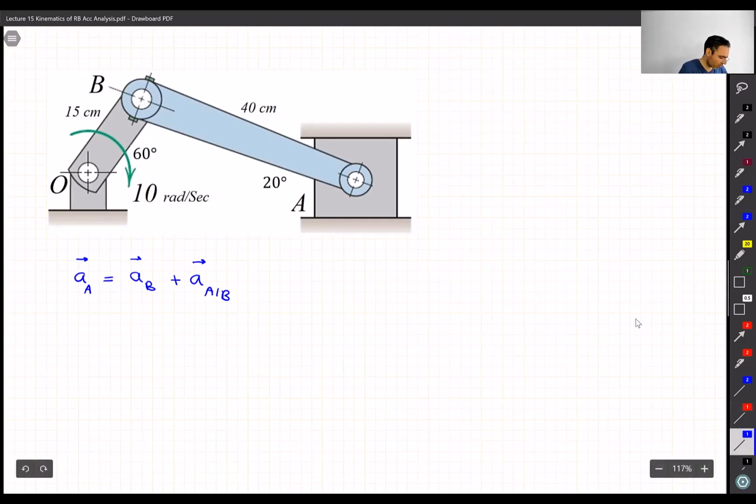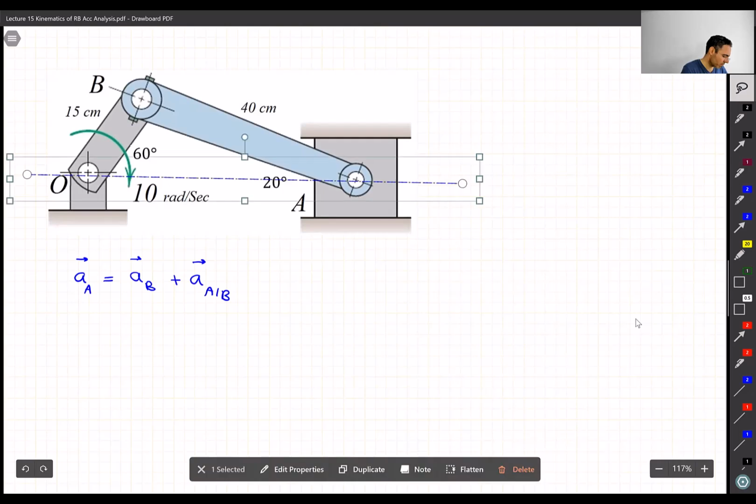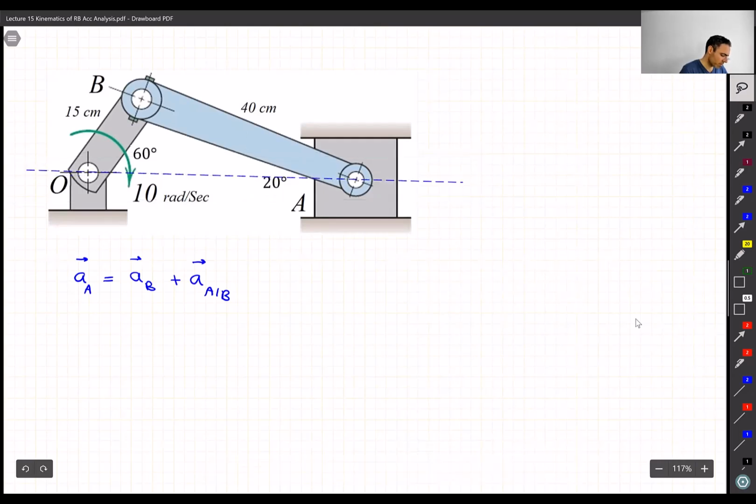And similar to before, again, let's quickly draw the lines. So A is moving on this line, right? And this is the other one.